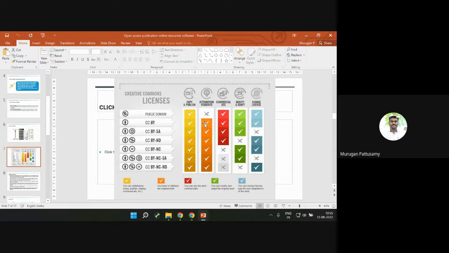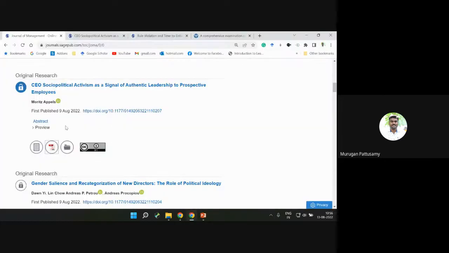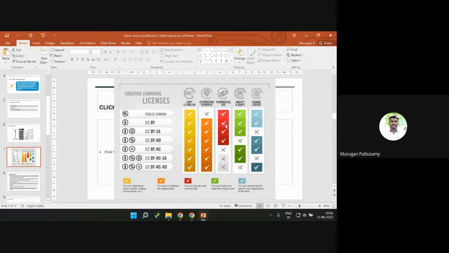You have to provide the attribution, in the sense that you have to provide the source of the reference, I mean, the citation details of the reference. Then what else can be done? Commercial use. You can use this particular paper even for commercial activity. Even if you are giving some FDP training by charging some money from the participants, even for that purpose, you can make use of this particular paper.